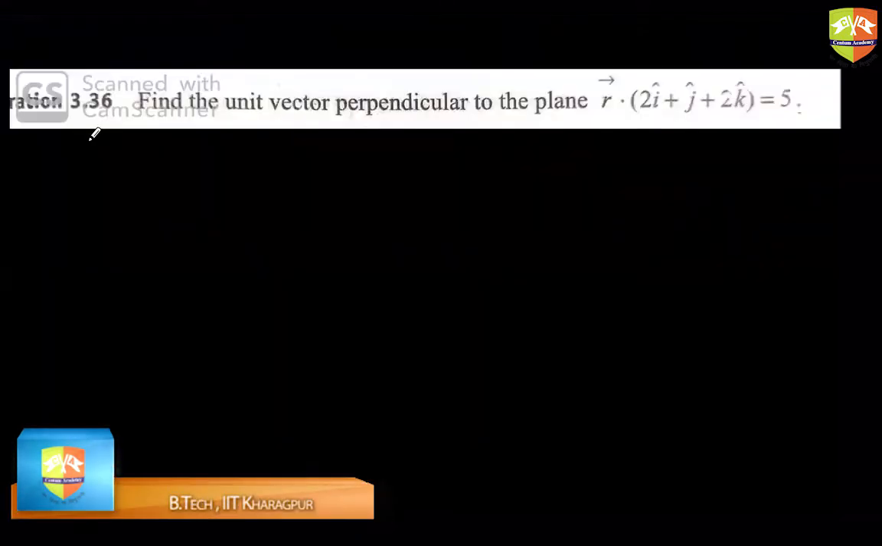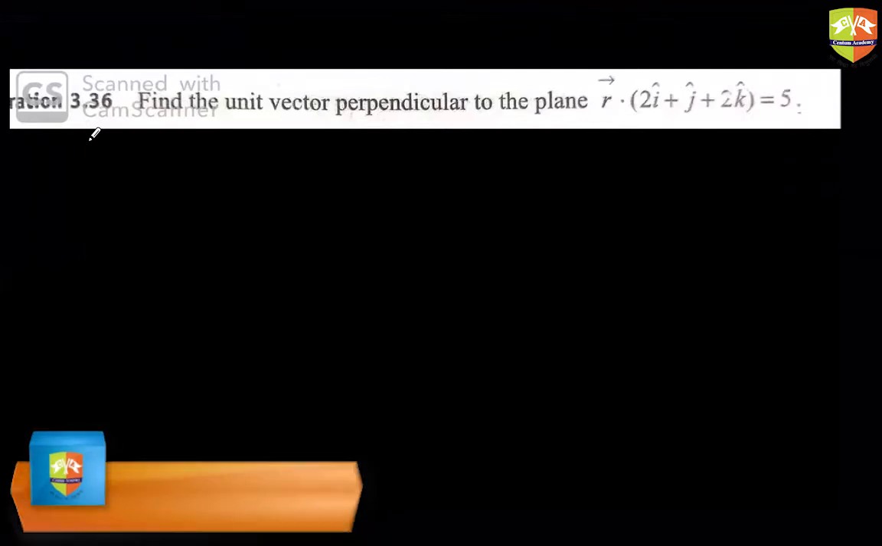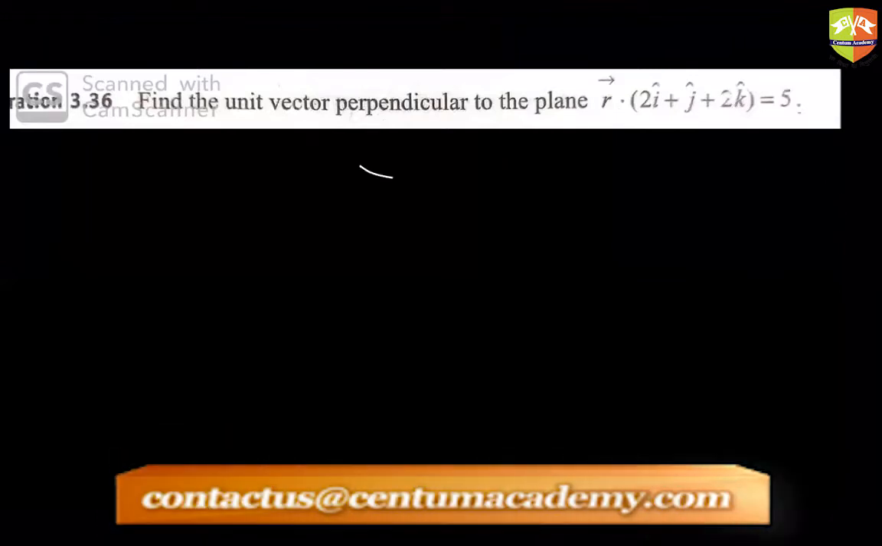Let me begin with this question. A very simple question, which is based on the normal form. So I hope you can read the question. Find the unit vector perpendicular to the plane r dot (2i + j + 2k) = 5. Okay, just a quick recap of what we did in the last class regarding the normal form.